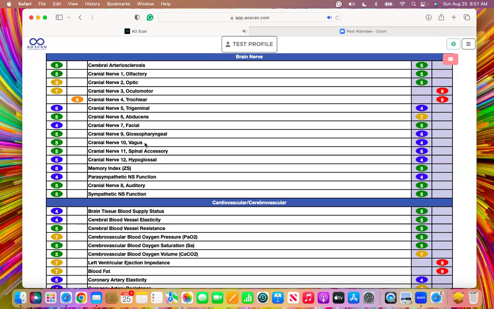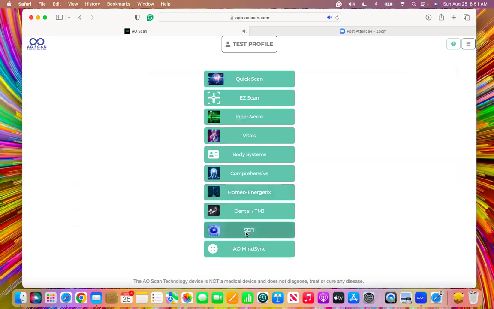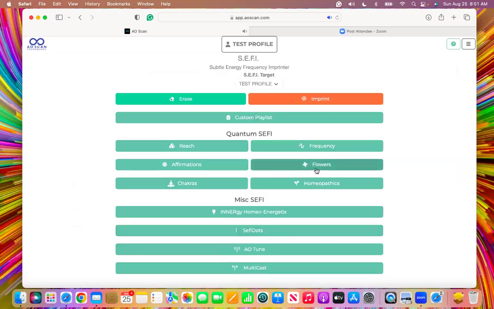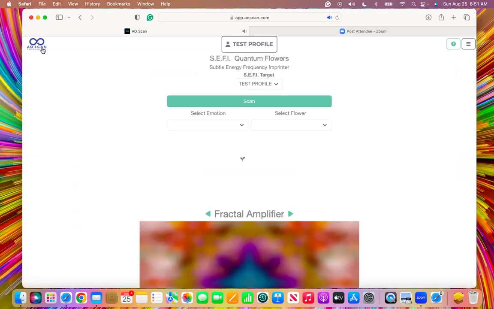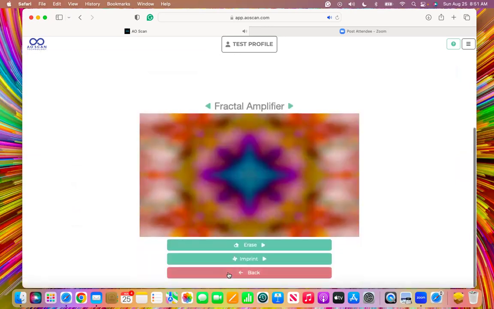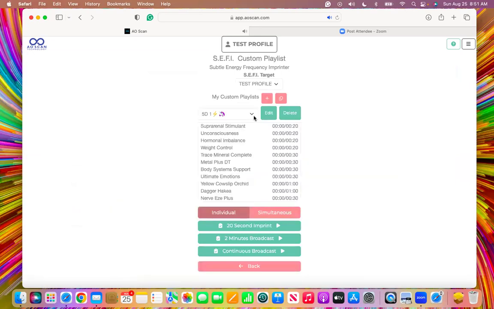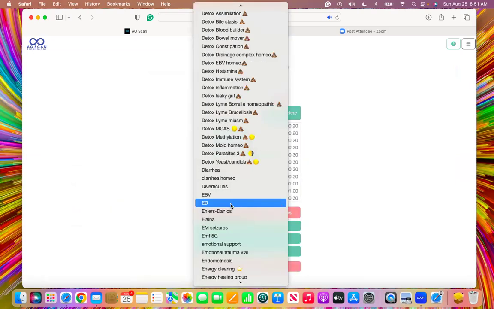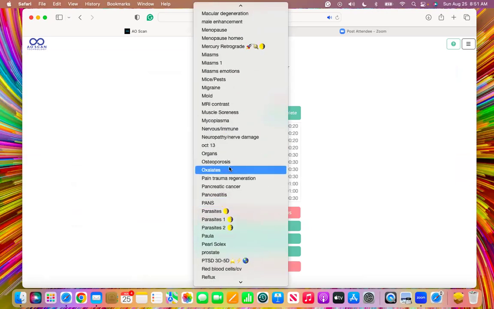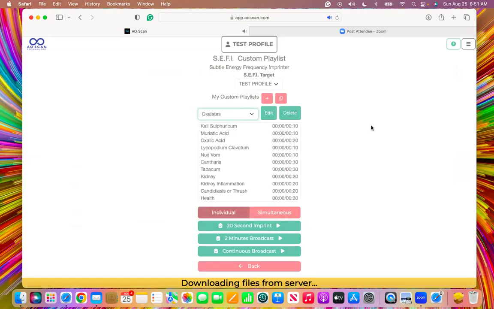Okay. We've got lots of Bach and Australian flowers to help with the emotions here in Seppi. You go to Quantum Flowers. The other thing is I already have tons of oxalate Seppi playlists that I've put together already. And again, this is a very crash course on oxalates. You're going to receive way more information in the module on oxalates. So this is one of the playlists that I will typically use.